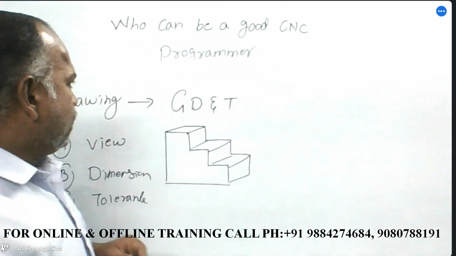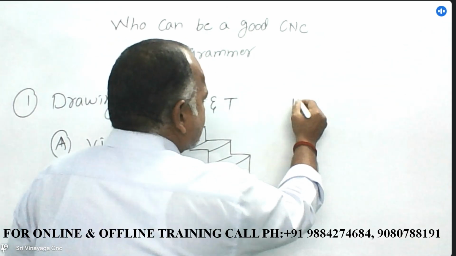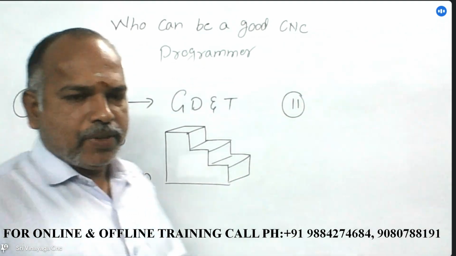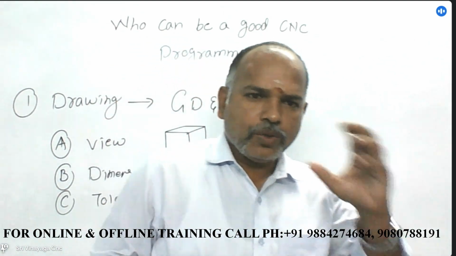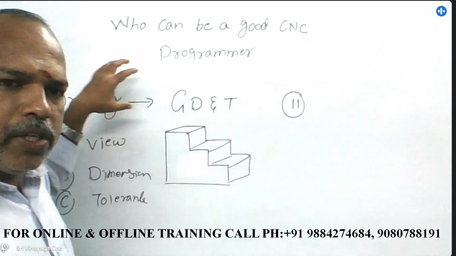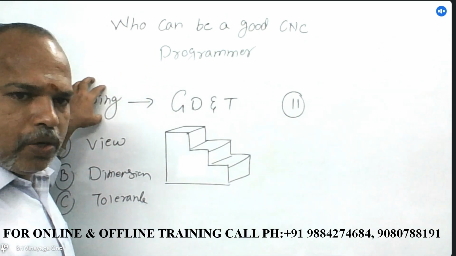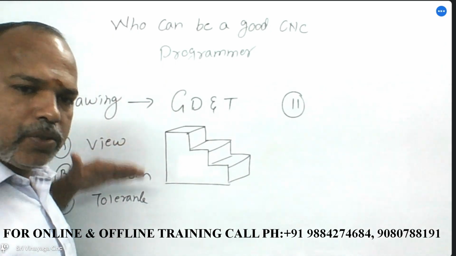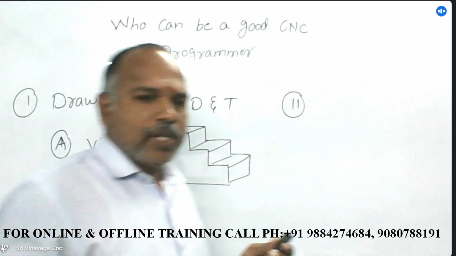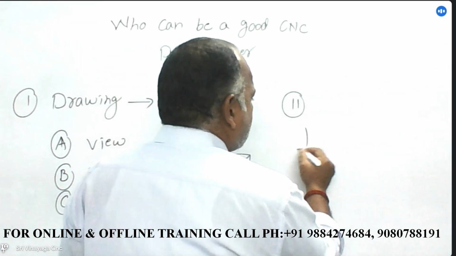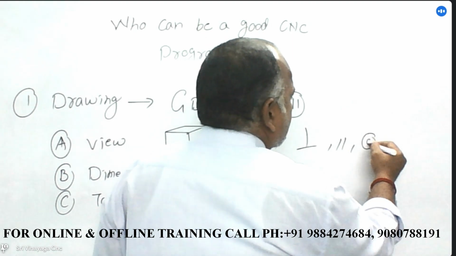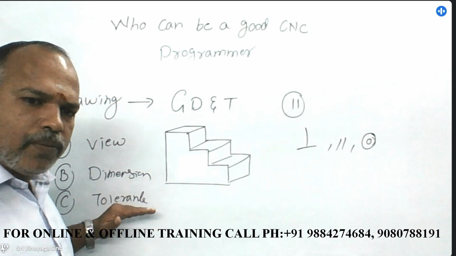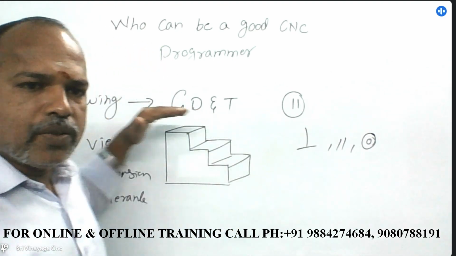Okay. And then, what will be the second level? First level, drawing. If you want to be a good CNC programmer, we should have knowledge in drawing. How to study the drawing? What is the meaning of isometric view, orthographic view, what is the dimension, what is known as tolerance, tolerance symbols? For example, perpendicular, parallelism, concentric, like this, different types of symbols are there. We should know what is the meaning of tolerance symbols. That is known as drawing.